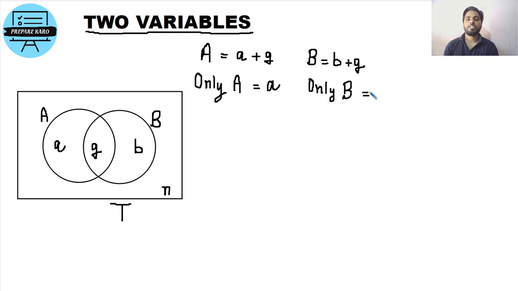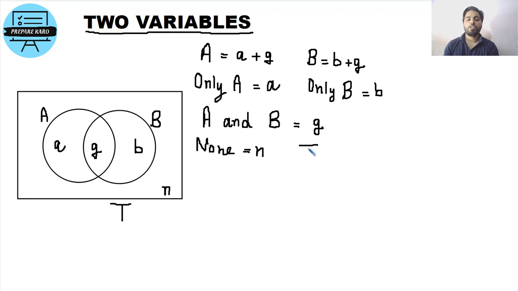B is equal to small b. Alright. If I ask you A and B, A and B means the intersection, the region that belongs to both A and B. There is a particular region that belongs to both A and B, and that region is small g. Same way, if I ask you none, that is clearly small n.